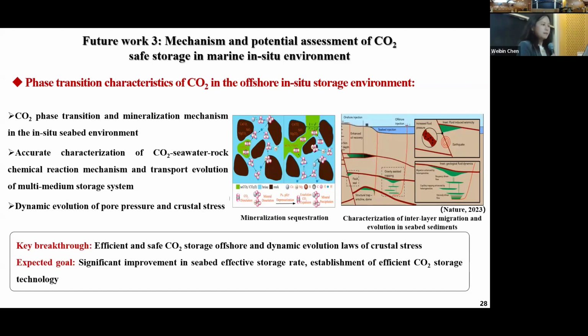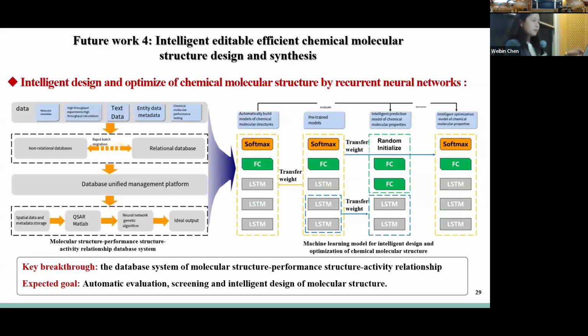The third future work is about the phase transition characterization of CO2 in the offshore in-situ storage environment. We want to achieve significant improvements in seabed effective storage rate and the establishment of efficient CO2 storage technology. And the fourth future work is intelligent design and optimization of chemical molecule structure by recurrent neural networks. We want to achieve automatic evaluation, screening and intelligent design of molecule structure.